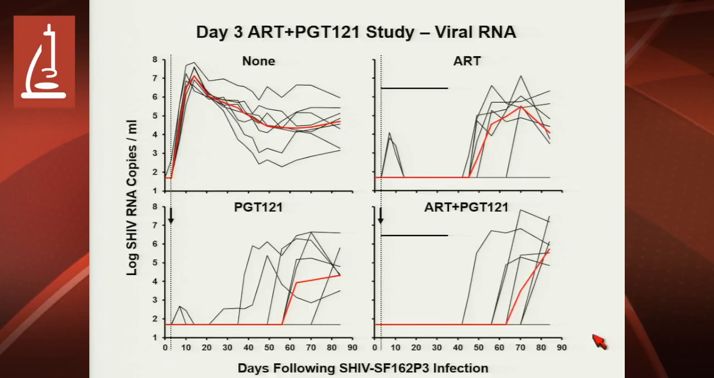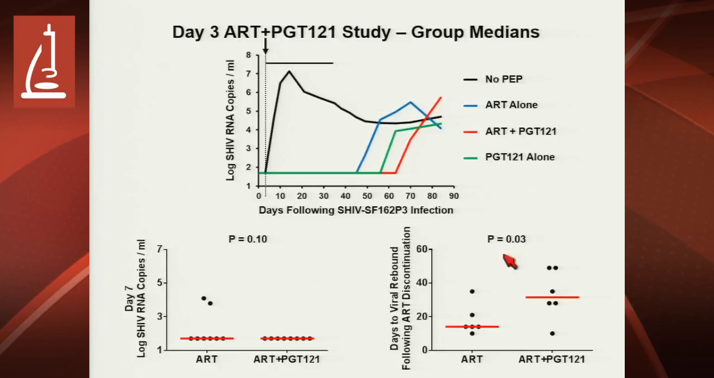And this is, again, summary data showing the group medians: the untreated group in black, then ART alone in blue, antibody alone in green, and the combination of both in red, showing that there was a delay in viral rebound. Now, the rebound in the day 3 intervention was actually longer than in the day 7 intervention across the board, and we also saw about a 2- or 3-fold increase in the time to viral rebound comparing ART alone with ART plus PGT121.